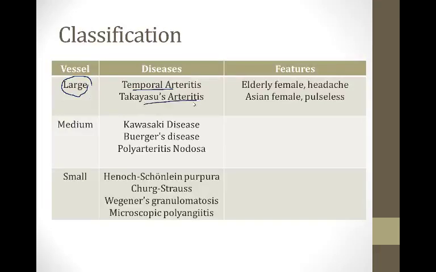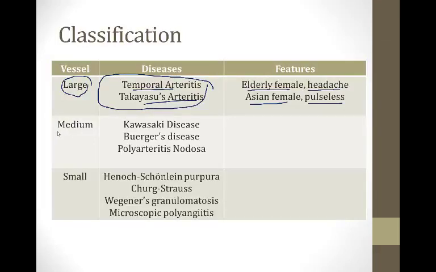So back to our overview slide, we've now discussed both of the large vessel vasculitises, temporal arteritis and Takayasu's. And the key features of temporal arteritis to know are that it occurs in elderly females and that they can have a headache, and then also remember that blindness is the feared complication. Takayasu's, on the other hand, is a young Asian female. It's pulseless disease, and both of these conditions have granulomatous inflammation and high SED rates.